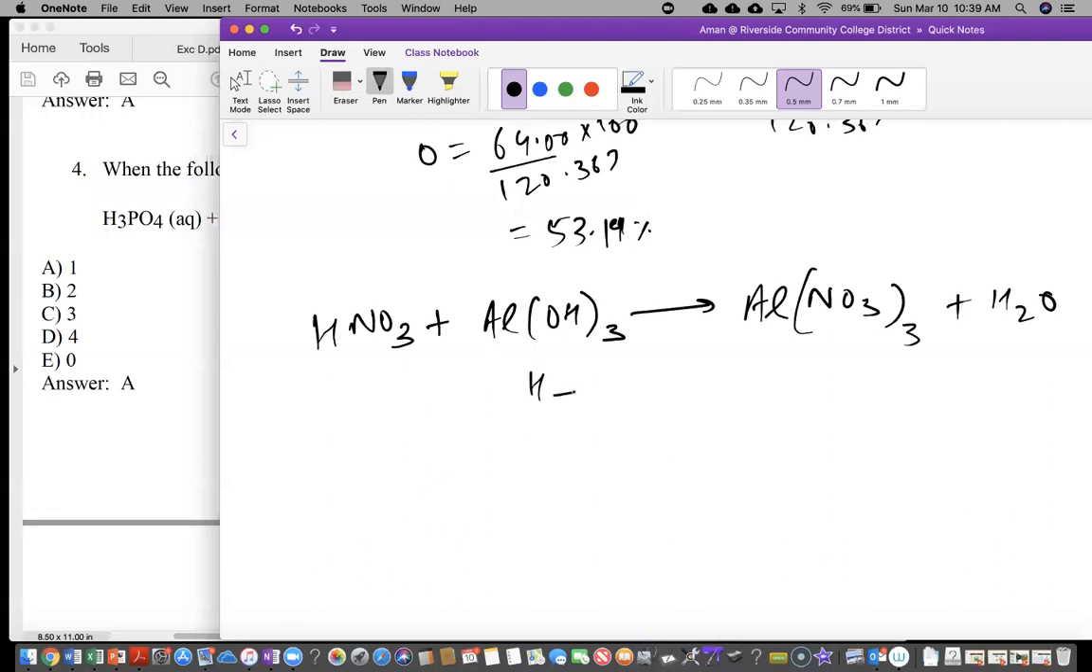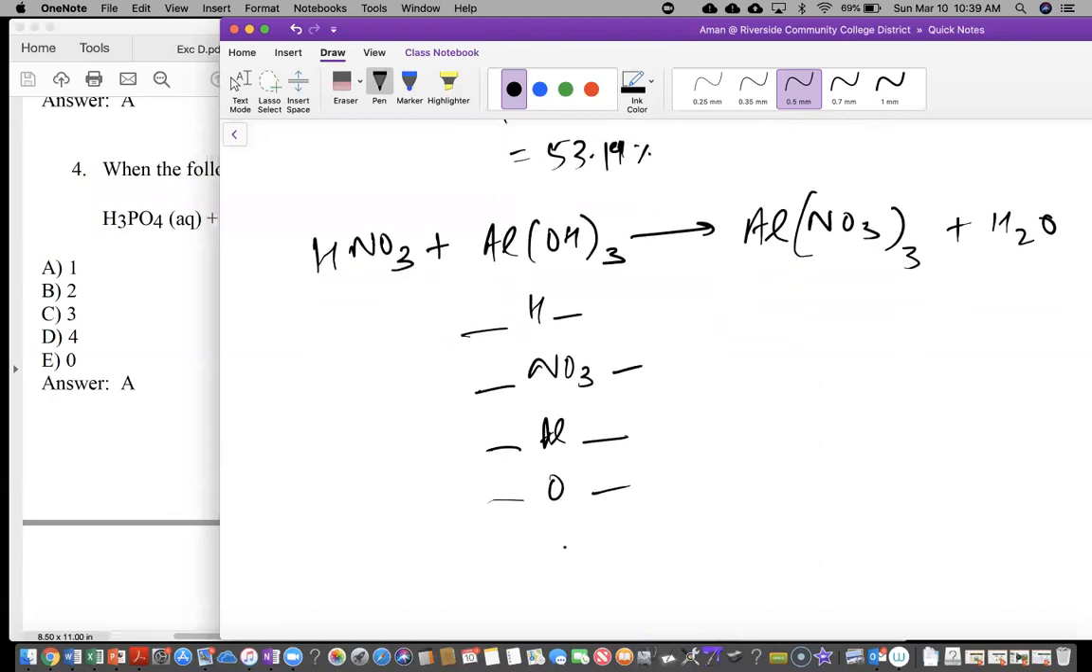So let's do it that way. We have to look at our hydrogens. The only tip I can give you here is if your polyatomic ion stays the same on left and right, then don't break it into individual atoms. Aluminum is left and right, and then we have oxygen left and right. Now let's make a list. How many H do we have on the left-hand side? We have 1 here, and then we also have this one. This one we have to split.